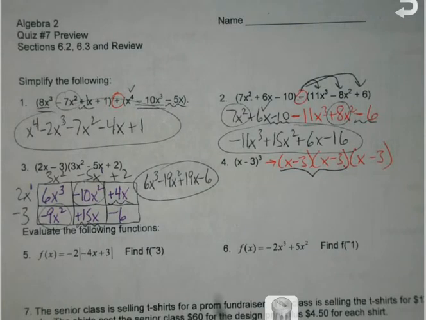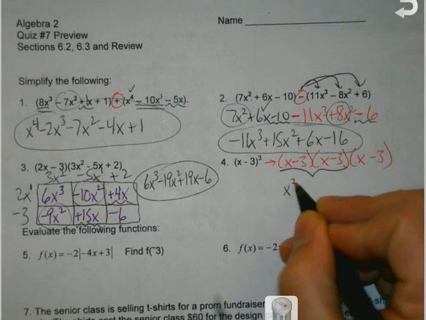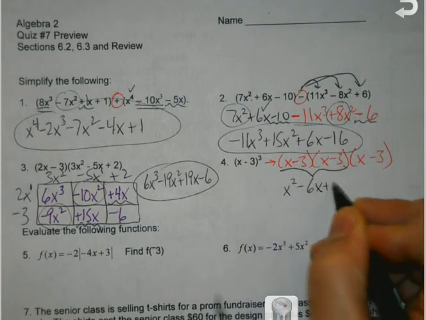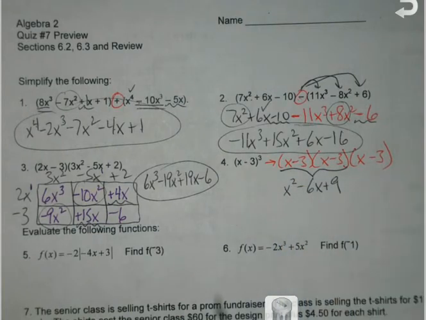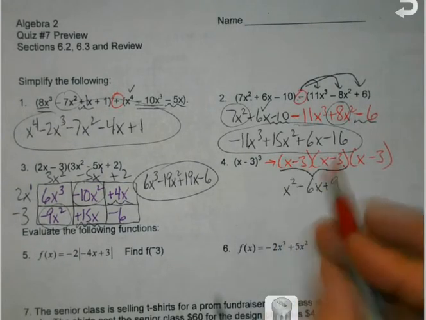To help save a little bit of time here, if I boxed or FOILed this out, this is what I would get. And so at this point, what I would do is I'd have my x squared minus 6x plus 9 that I got from here.